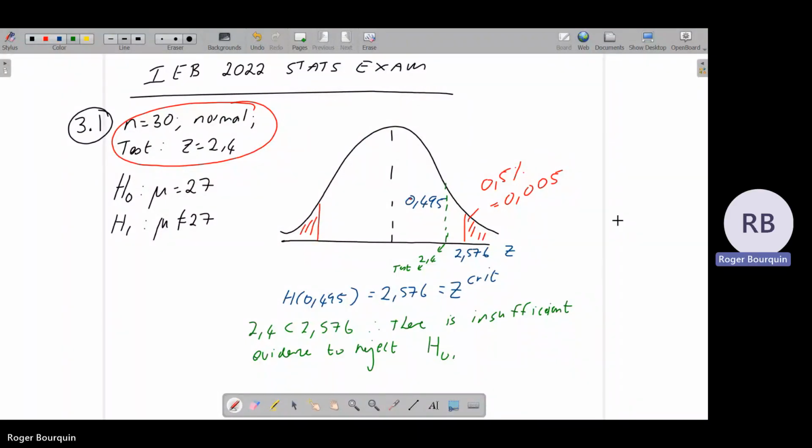Okay. So guys, this is question 3.1 from the 2022 IEB stats exam. And the question says, a random sample of 30 independent observations of a normally distributed random variable X is taken from a population. Okay, so from that sample of 30, they went and found their mean, and the Z score of their sample mean was 2.4. It was previously believed that the population mean was 27, right?